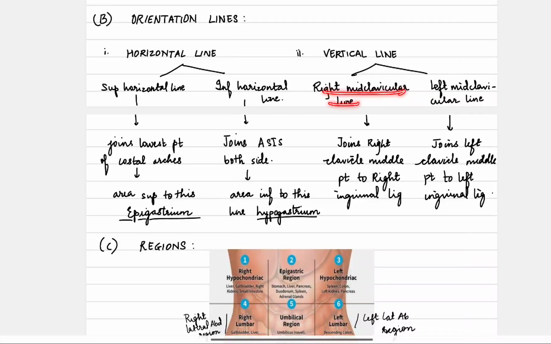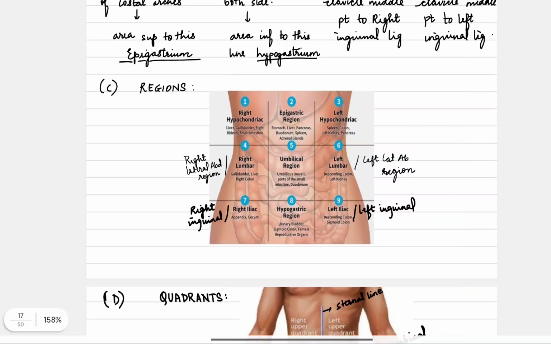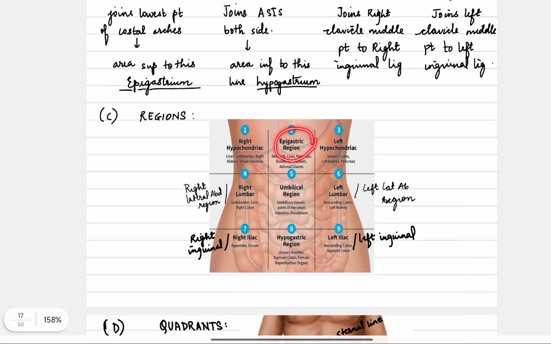Now the vertical line, how does it divide? The right mid-clavicular line joins the middle point of the right clavicle to the right inguinal ligament, and the left mid-clavicular line joins the middle point of the left clavicle to the left inguinal ligament. Fine. This is the epigastric region, this is the hypogastric region. These are the horizontal regions: epigastric, umbilical, hypogastric.